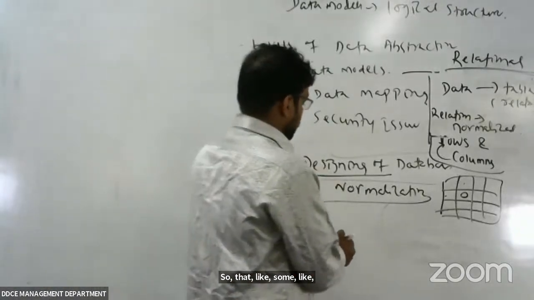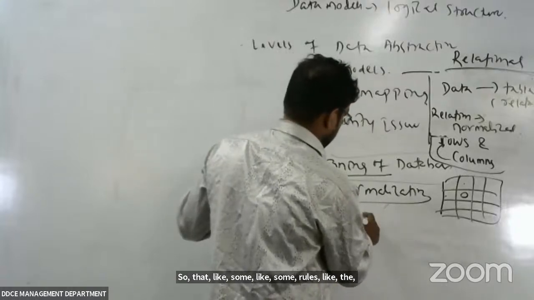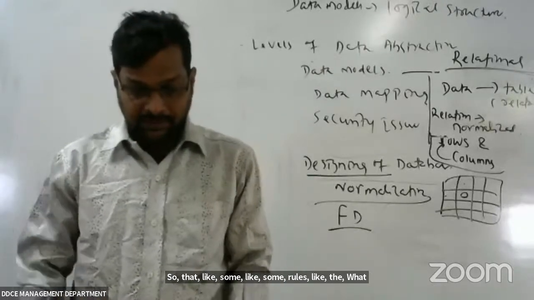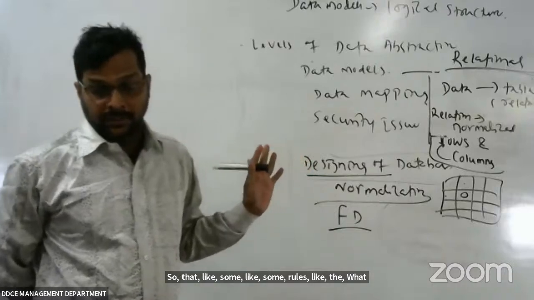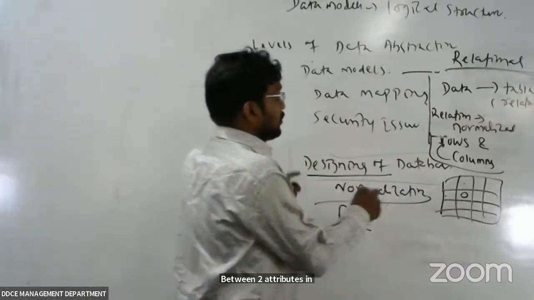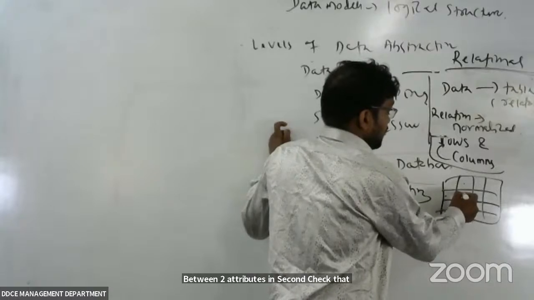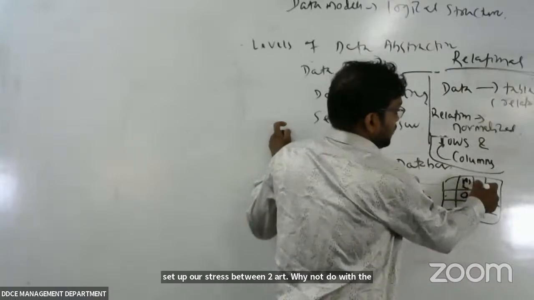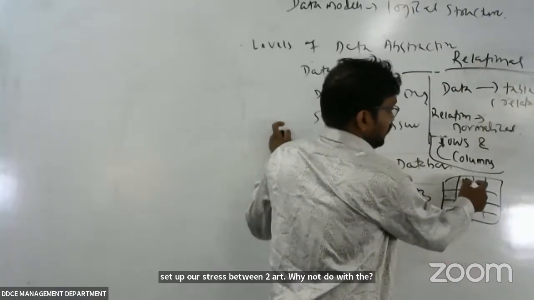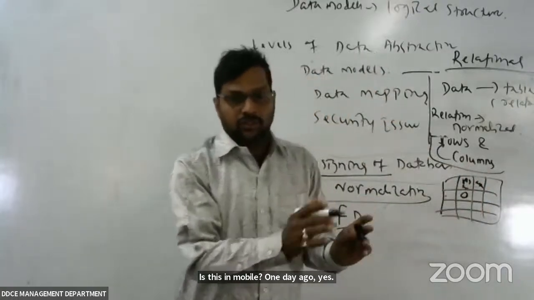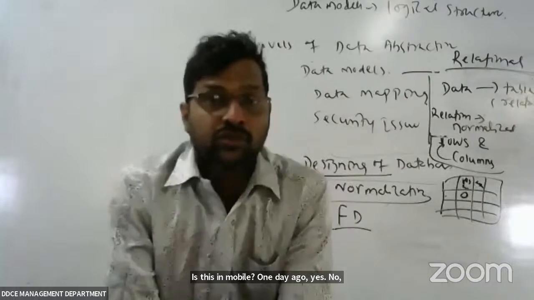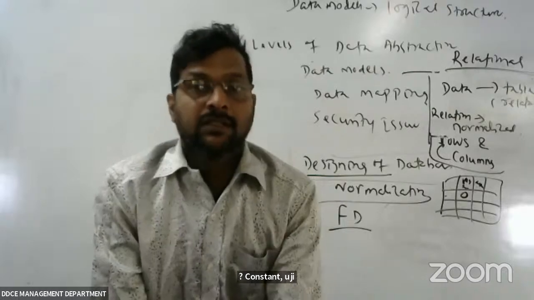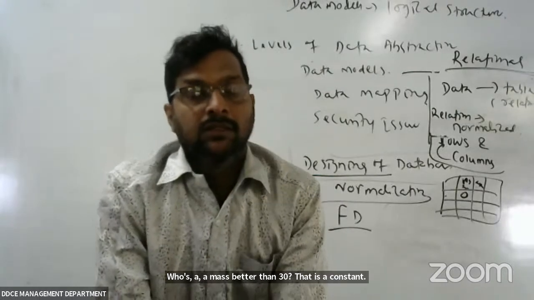Now I will tell you what these rules are. Functional dependency (FD) is a set of constraints between two attributes in a relation. Suppose one attribute is the registration number and one is the age. These are the two attributes. What are the constraints? Rules and regulations. Suppose marks greater than 30, that is a constraint. Age greater than 20, that is a constraint.